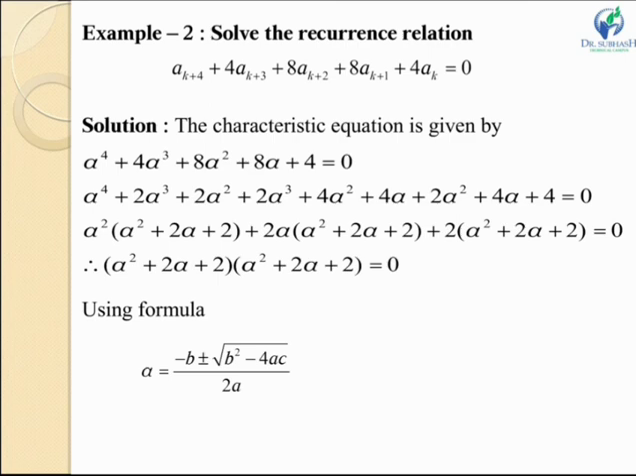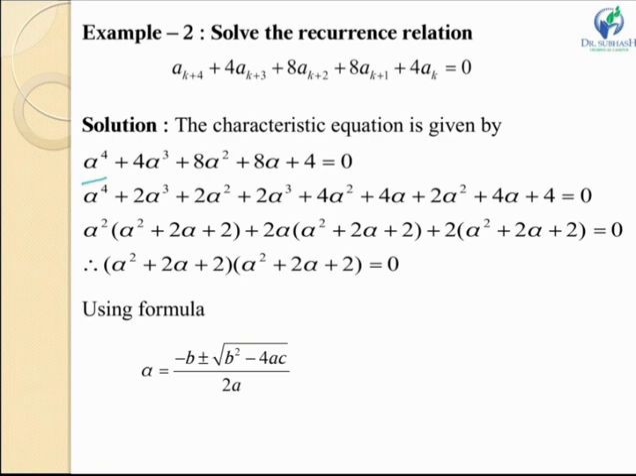Let us take one more example. a(k+4) plus 4a(k+3) plus 8a(k+2) plus 8a(k+1) plus 4a(k) equal to 0. Here we can see that the order of the equation is 4. So the characteristic equation can be written as alpha raised to 4 plus 4 alpha cube plus 8 alpha square plus 8 alpha plus 4 equal to 0.